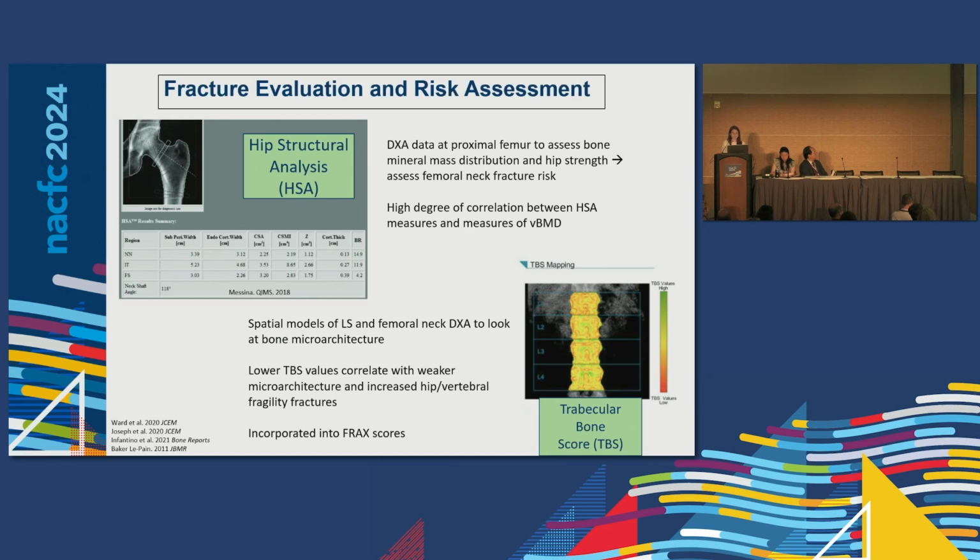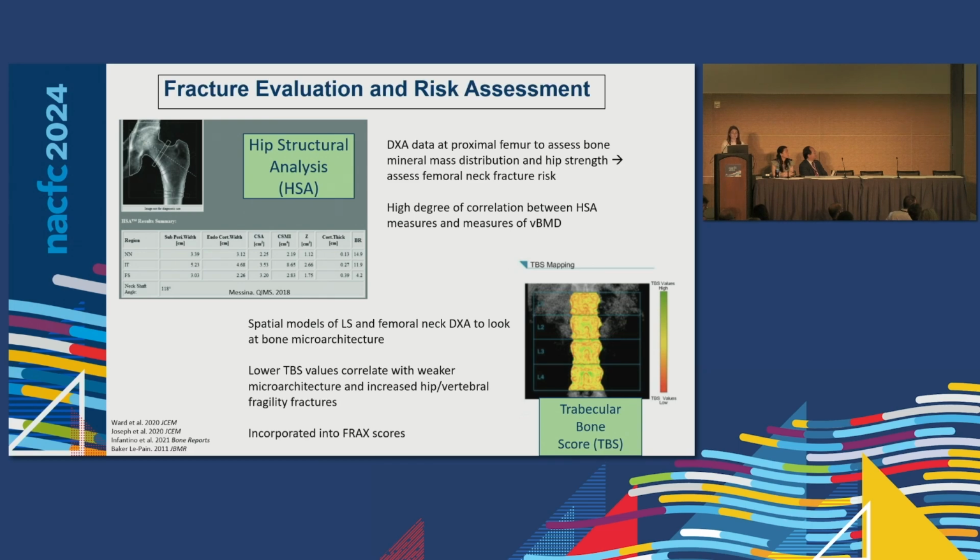Other tools that we have measure more bone geometry or biomechanical properties. So hip structural analysis, this is DEXA data at the proximal femur, and it's looking at bone mineral mass distribution and hip strength. And this helps assess femoral neck fracture risk. There have been studies that show a high degree of correlation between HSA measures and measures of volumetric bone mineral density. We also have trabecular bone scores.